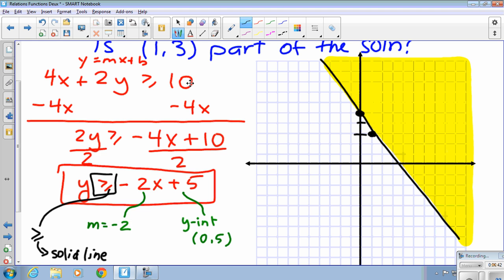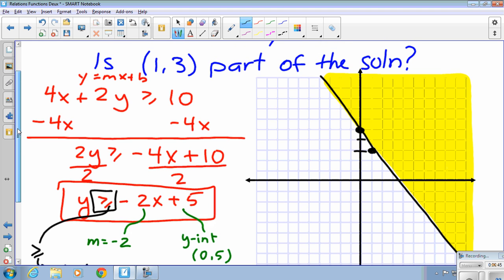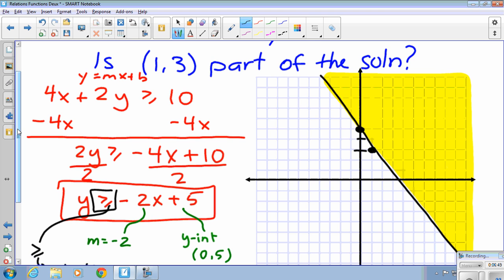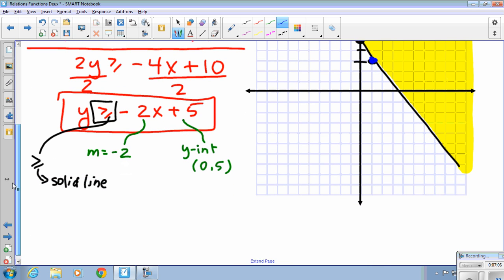Now the second part of this question asks us, is the point 1, 3 actually part of this solution? Now I could go on my graph and say, here's 1 over, 3 up. It's right there. Is it part of it? Well, we already determined that it's greater than or equal to, so if it lies on that line, it's part of my solution. But let's prove it algebraically.